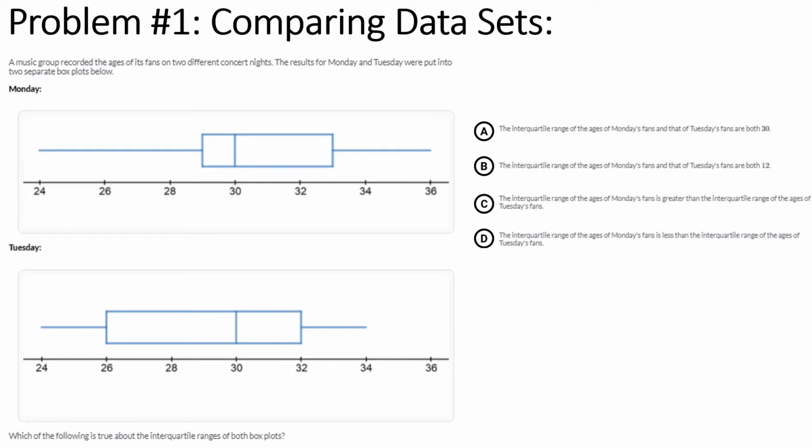A music group recorded the ages of its fans on 2 different concert nights. The results for Monday and Tuesday were put into 2 separate box plots below. Which of the following is true about the interquartile ranges of both box plots?